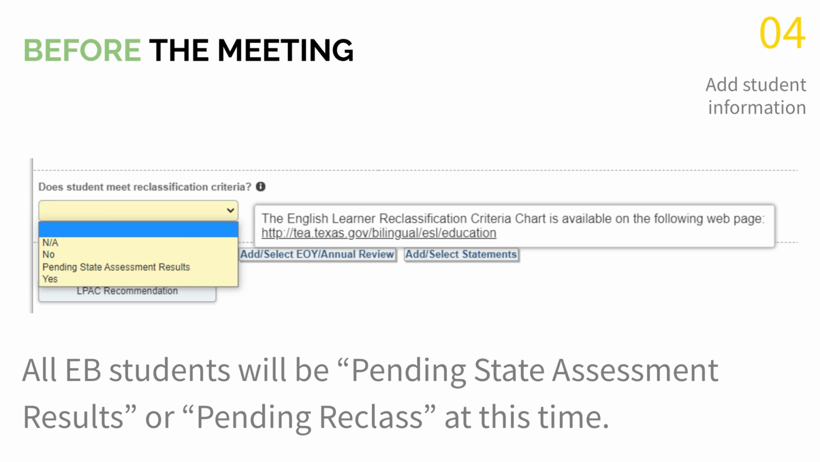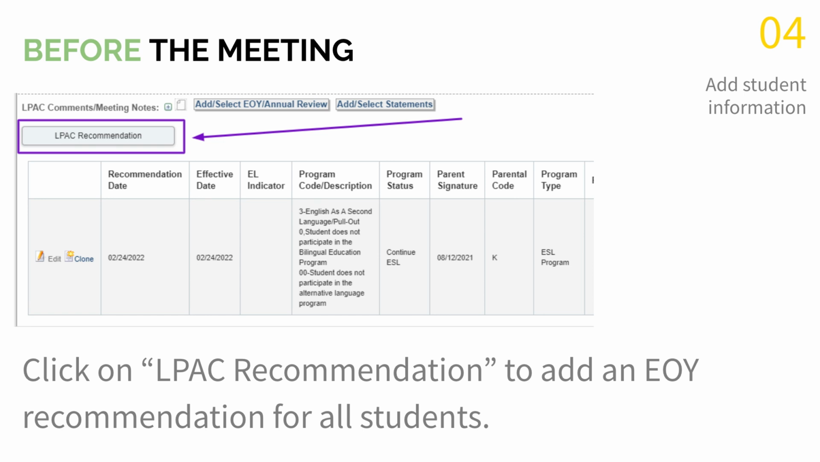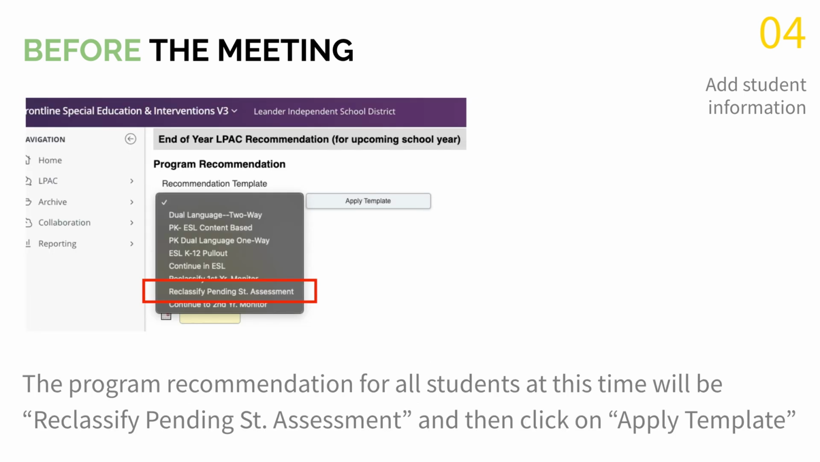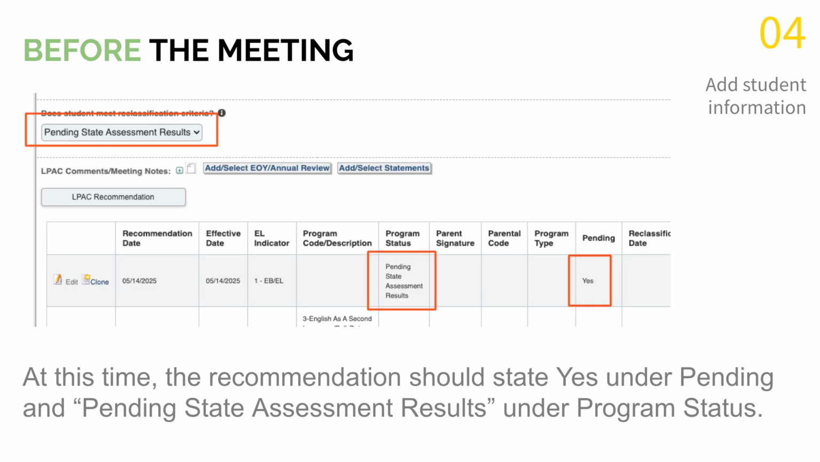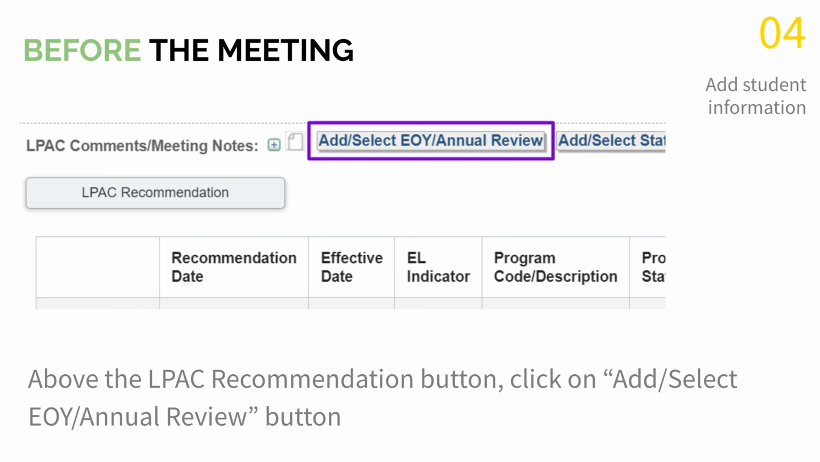All EB students will be pending state assessment results or pending reclass at this time. Click on LPAC recommendation to add an end of the year recommendation for all students. The program recommendation for all students at this time will be reclassified pending state assessment, and then click on apply template. At this time, the recommendation should state yes under pending and pending state assessment results under program status. Click save. As you see here, above the LPAC recommendation button, click on Add Select End of the Year Annual Review button.